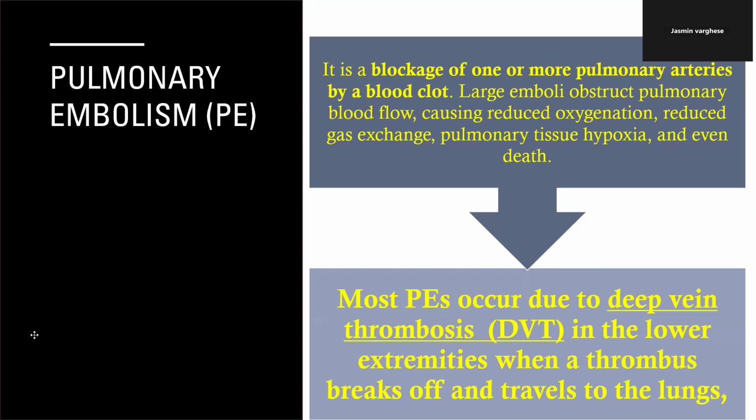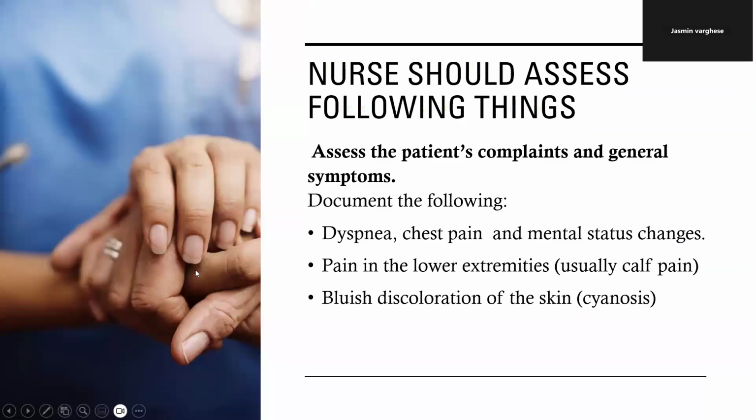Large emboli obstruct pulmonary blood flow, causing reduced oxygenation, reduced gas exchange, pulmonary tissue hypoxia, and even death. Most pulmonary embolisms occur due to deep vein thrombosis in the lower extremities, and when a thrombus breaks off and travels to the lungs, it can lead to pulmonary embolism. So now we will see the nursing diagnosis and care plan.